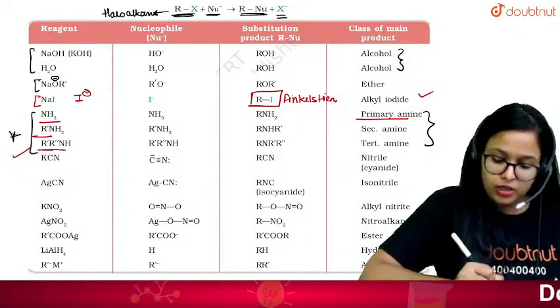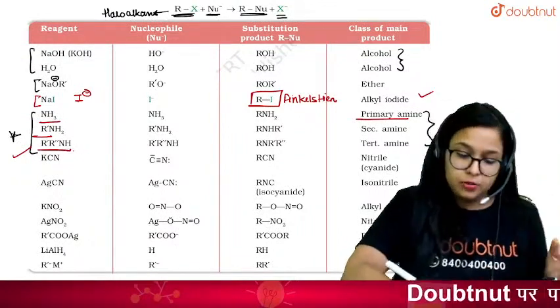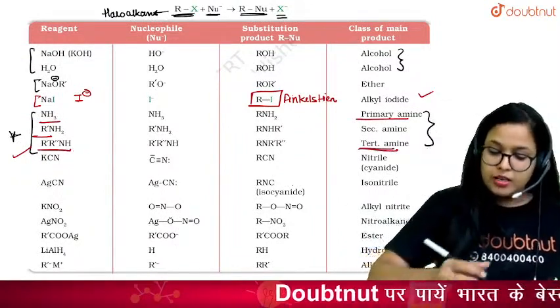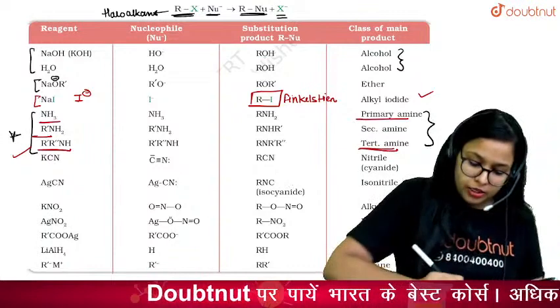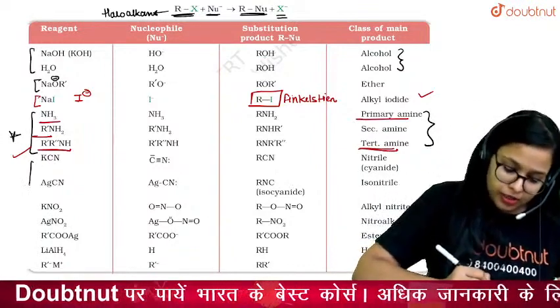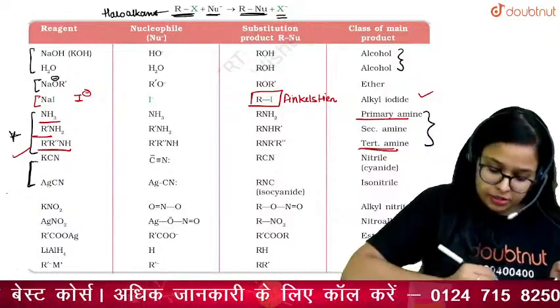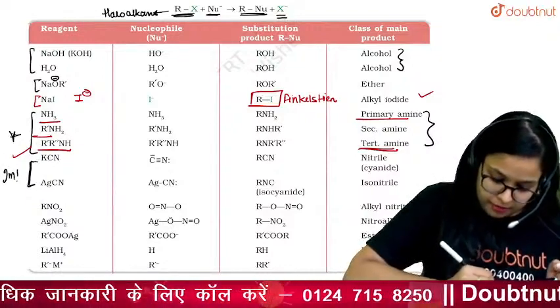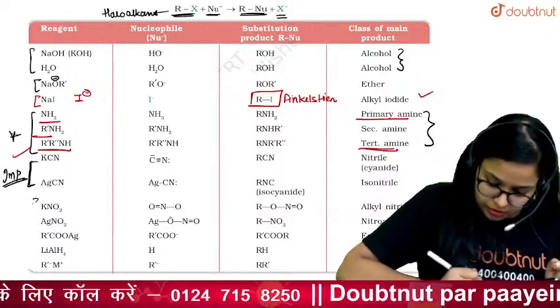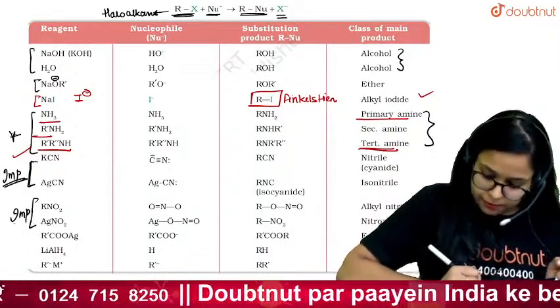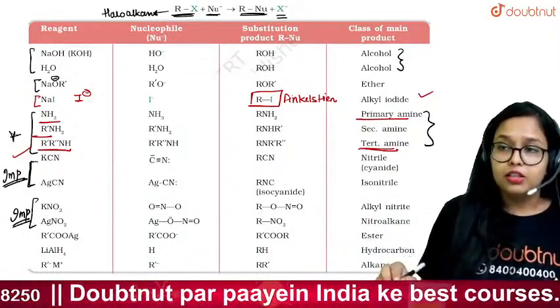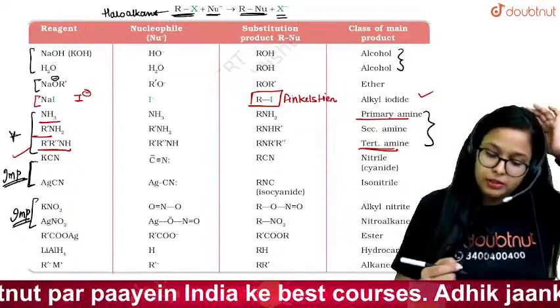If you react your secondary amine with haloalkane, you get tertiary amine, right? Now we'll talk about your reaction with KCN and AgCN on haloalkane, and this is really important. I really mean it. Although everything is important, this is really important. These two reactions are really important.